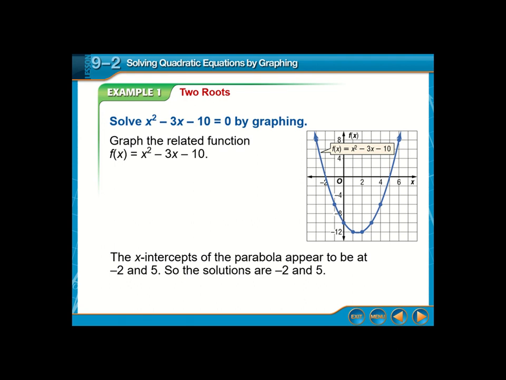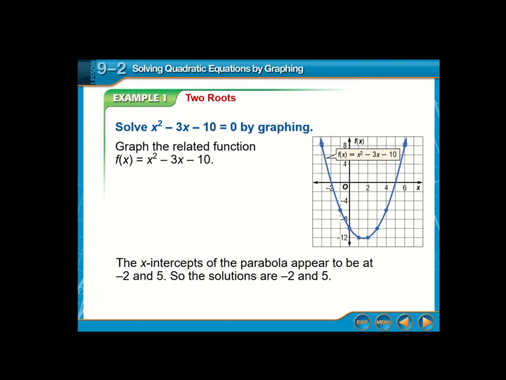If you need to, you can go back and look at the 9.1 video on graphing quadratic equations, but basically you find your axis of symmetry using x equals negative b over 2a, and then plug that value in to find your vertex. In this case, it's already plotted, so all you have to do in 9.2 is tell me what the solutions are. Again, it's where the x-intercepts are. So in this case, your x-intercepts would be at -2 and 5.